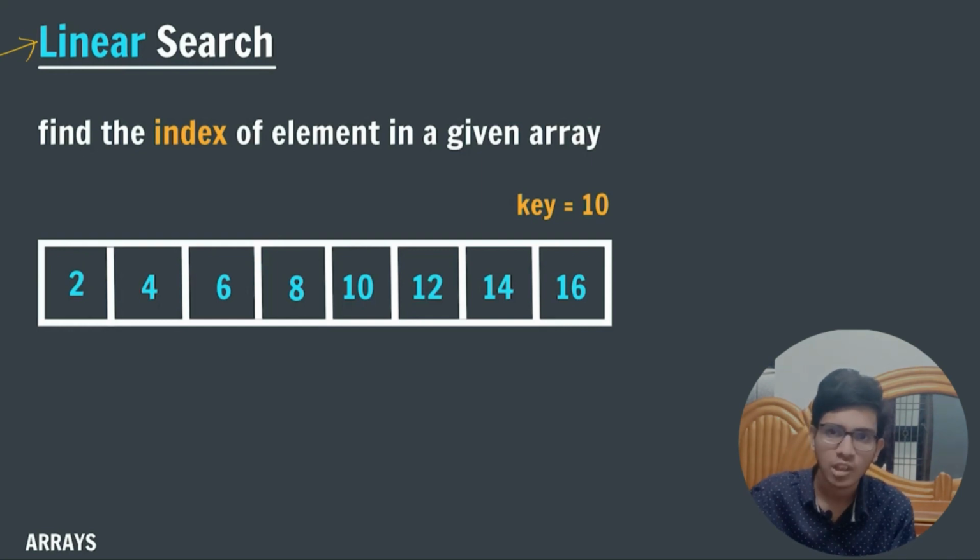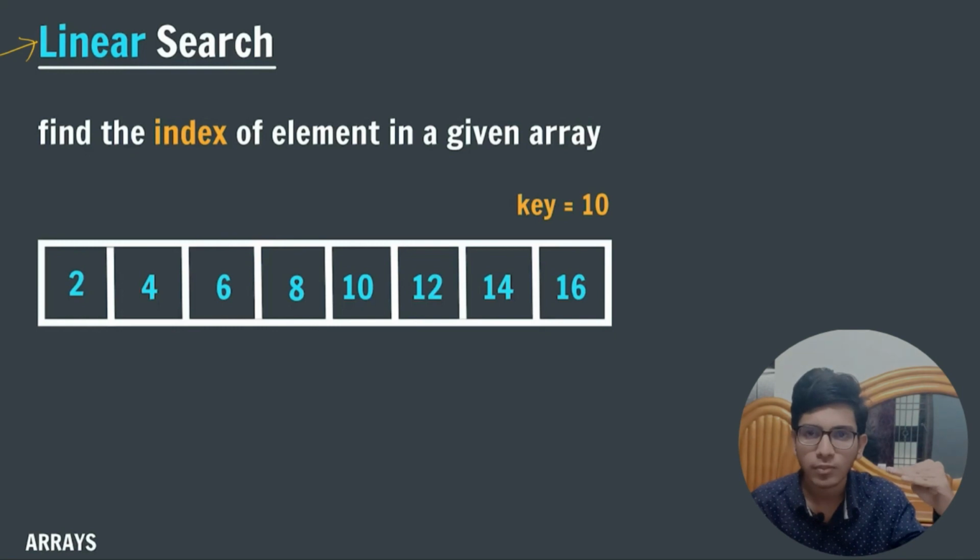The first item is pizza, rejected. I will come to the second item. The second item is burger, no. Third item, sandwich, no. The fourth item is samosa. Now I get the samosa, so I can order the samosa. So this is nothing but linear search. Scanning line by line for a particular piece of information or a particular element is known as linear search.